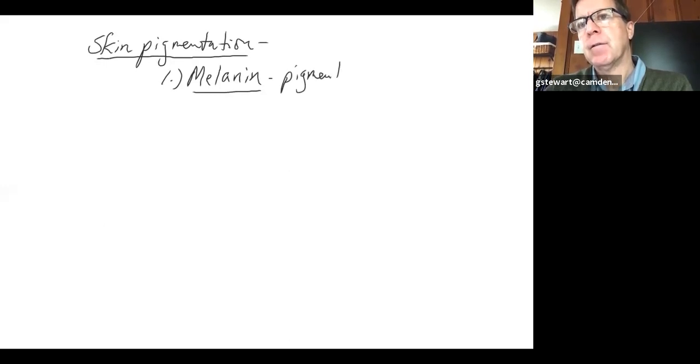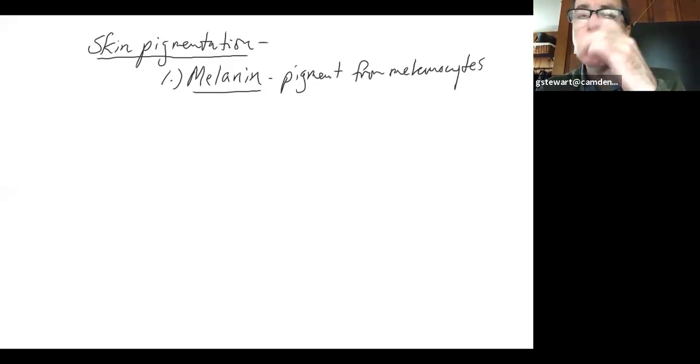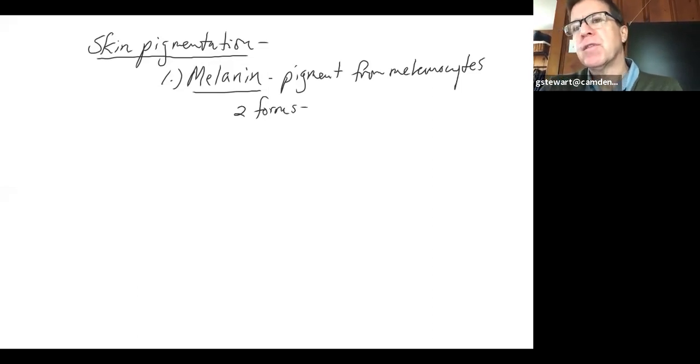You know this now. Those melanocytes, you know, are found in the stratum basale of the epidermis, that deepest layer of the epidermis. And there's two forms of melanin. One that produces a reddish yellow color, so I'm just going to write reddish yellow. The other one produces a brownish black color.